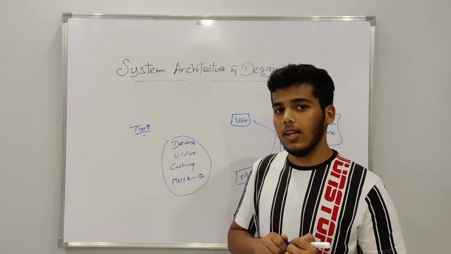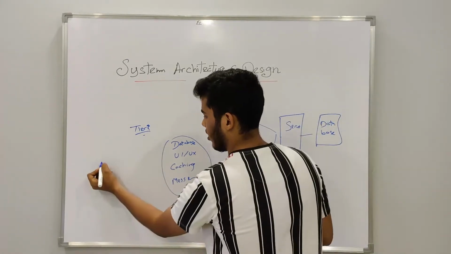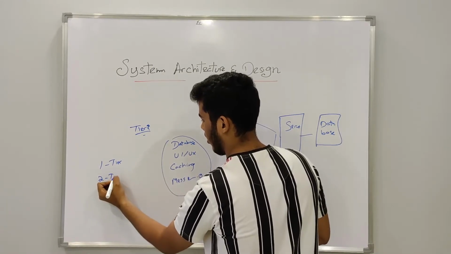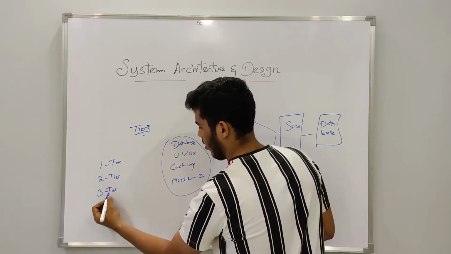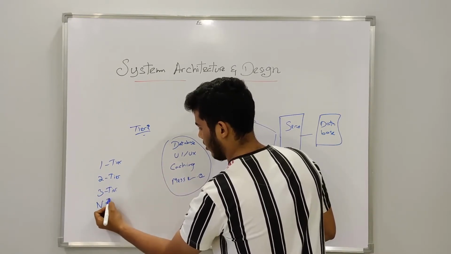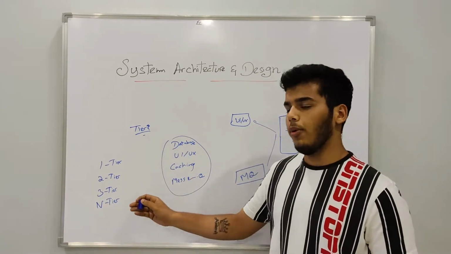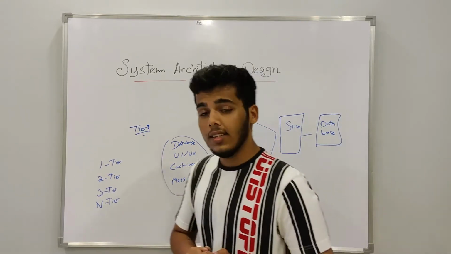Now we'll be discussing the different types of tiers. There is one tier architecture, two tier, then three tier architecture, and n-tier architecture. So these are the four different types of architecture. We'll be discussing all of them briefly one by one. So yeah, let's get started with it.